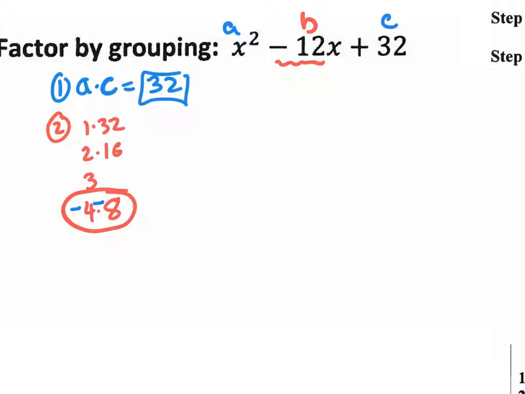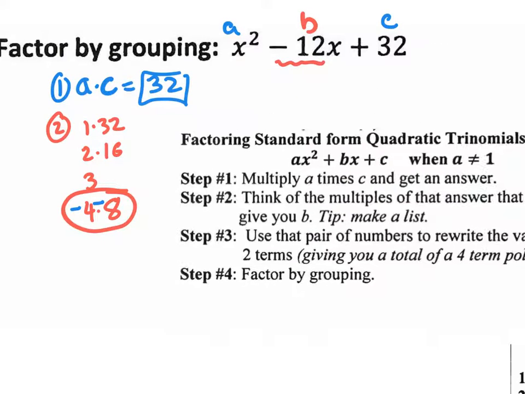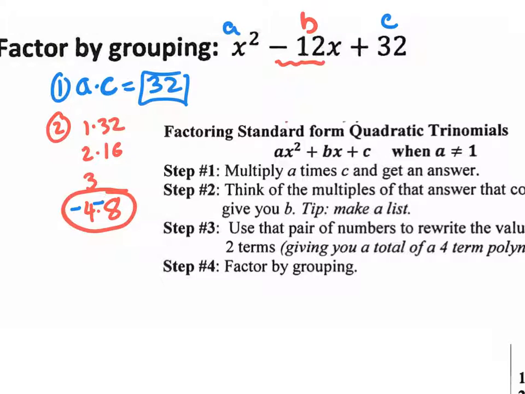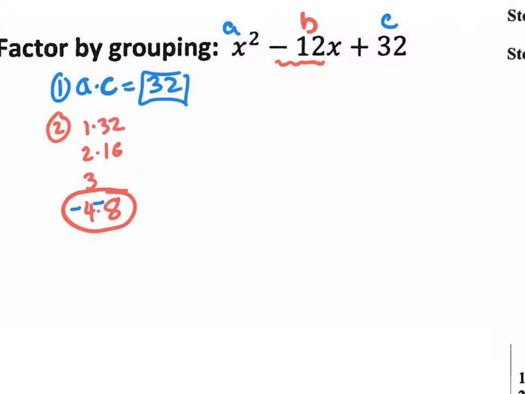Now, this is where it gets weird. If we go back to the notes here, this is where it gets weird. You're going to change your middle value of negative 12. You're going to rewrite it as the pair of numbers from step 2, converting your 3-term polynomial, your trinomial, to a 4-term polynomial. Okay, so what we're going to do here is rewrite this guy, but instead of negative 12, what am I going to write? Negative 8 and negative 4. Yes, but don't forget about the x's, right? So negative 4x and negative 8x, okay?